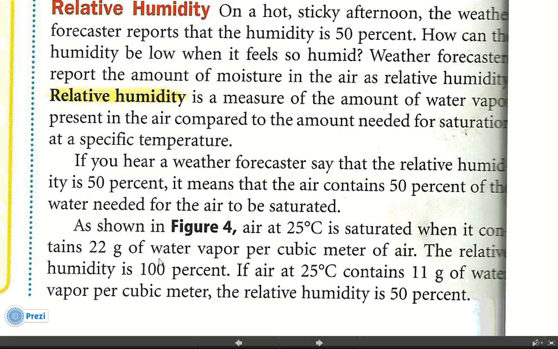Okay, that's a lot of words, because this is all math problems, and math problems are much easier to understand when we have a math equation. So, when you see this word "compared" right here, that's division. So, the amount of water vapor in the air divided by the amount needed for saturation.